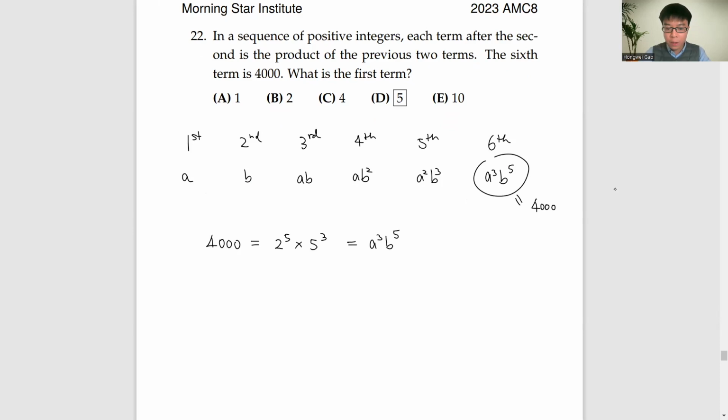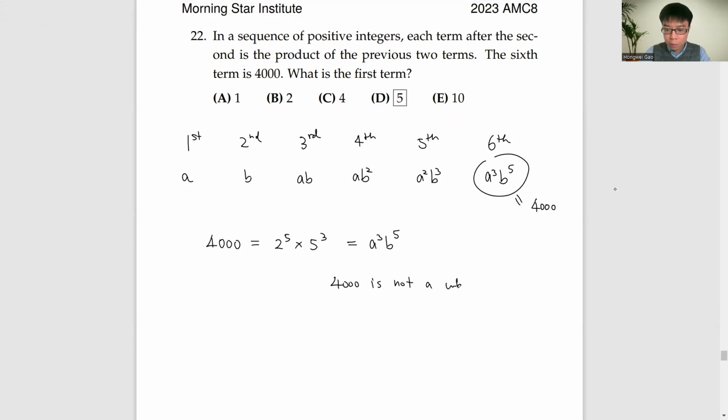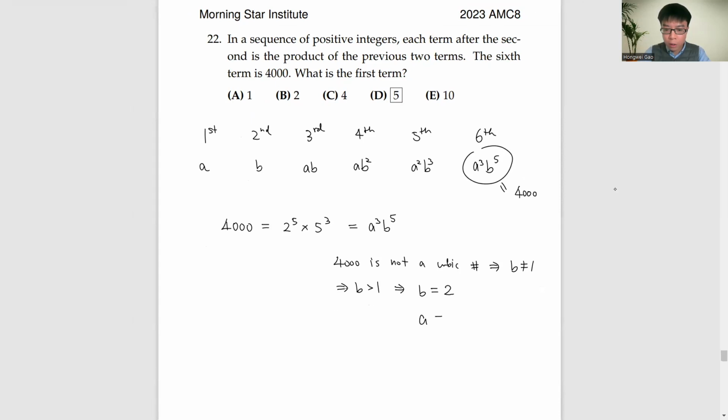Because if, for example, B equals 1, then 4,000 is not a cubic number, so B has to be larger than 1. And the only number whose 5th power is a factor of 4,000 is 2, so we have B equals 2. And so A equals 5. So that's the answer, D.